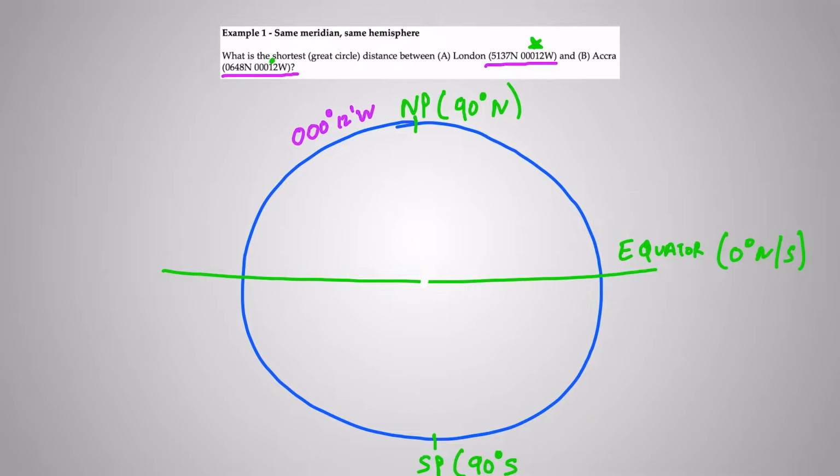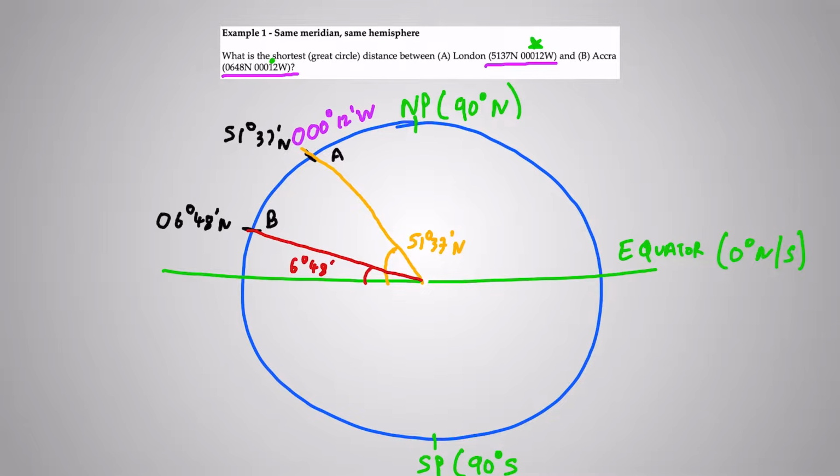Perfect. And this, of course, is the center of the earth. So the point A is at 51 degrees 37 minutes north latitude. Let's say this is A, and this makes an angle of 51 degrees 37 minutes north. The next point B is at 6 degrees 48 minutes north. Let's say this is point B, and this point is making 6 degrees 48 minutes. I'll just write the latitudes here as well. Perfect. Now the distance between these 2 points will be this.